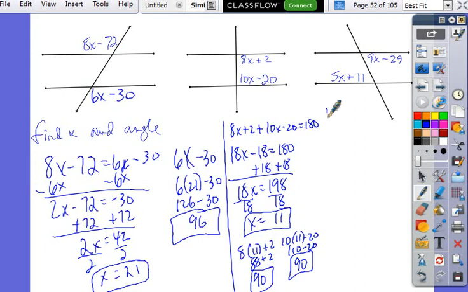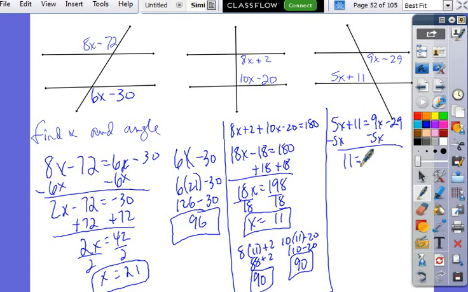All right, you do that last one over there. All right, for the last one, what kind are they? Alternate interior. What's the rule for alternate interior? So 5x plus 11 has to equal 9x minus 29. We'll solve that. Wind up with 10 for x.